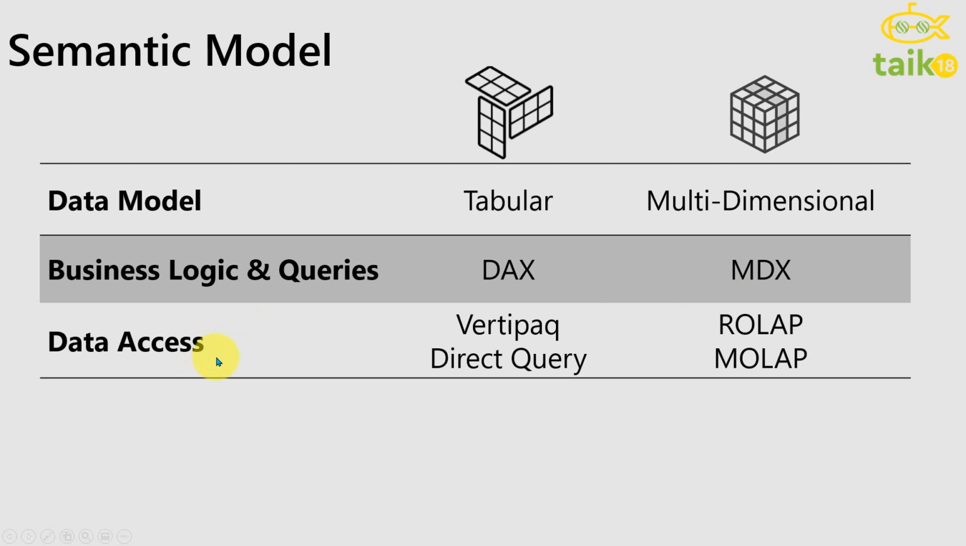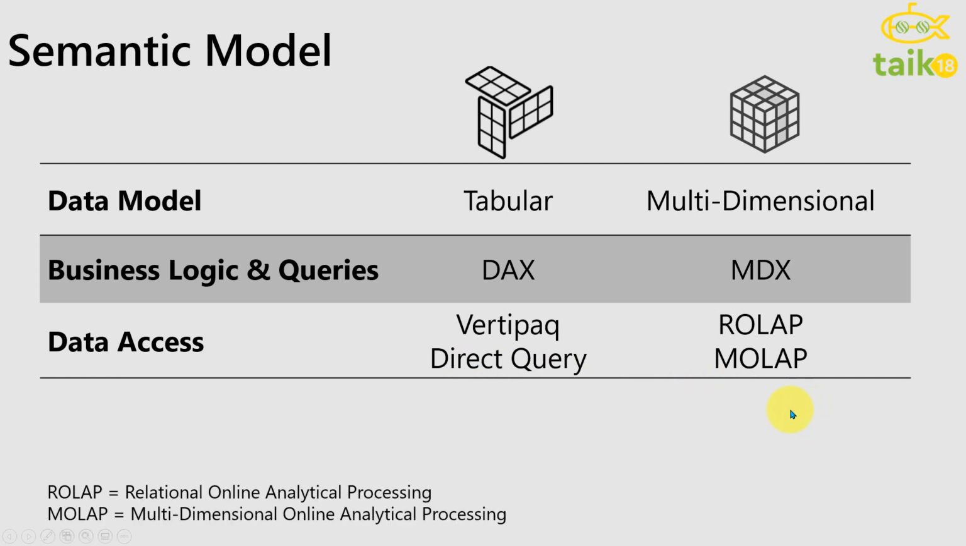And for data access, we use VertiPaq, which is import mode, just as an overview. And also we can directly connect to the source using DirectQuery mode. Whereas for multidimensional, we can use ROLAP or MOLAP. ROLAP is relational online analytical processing, and MOLAP is multidimensional online analytical processing. I'm not going into much detail on this, as we are just referring to the tabular model.